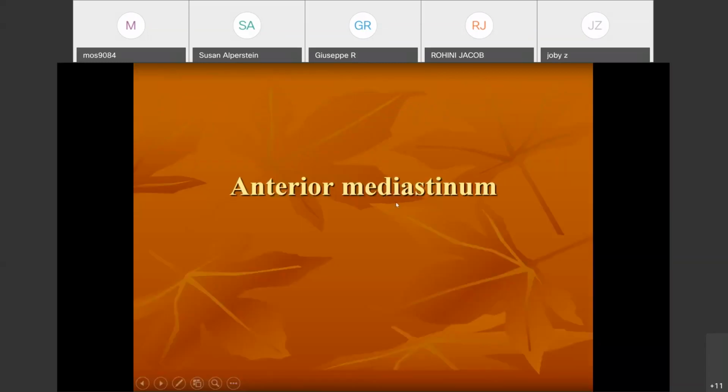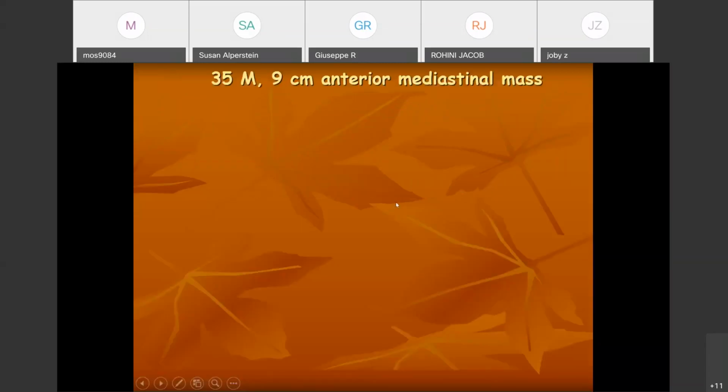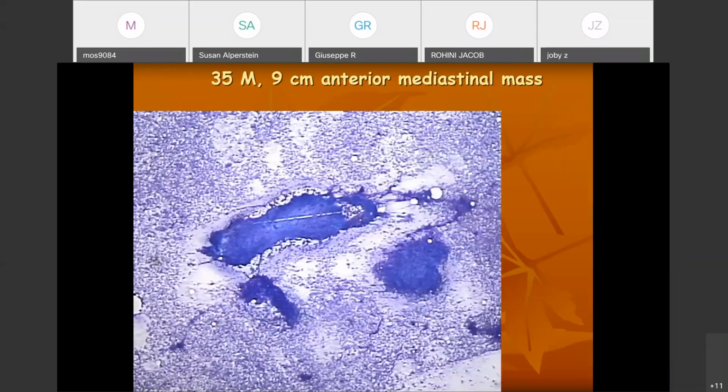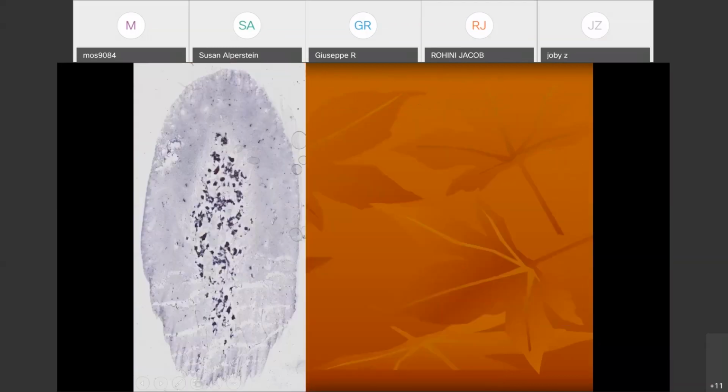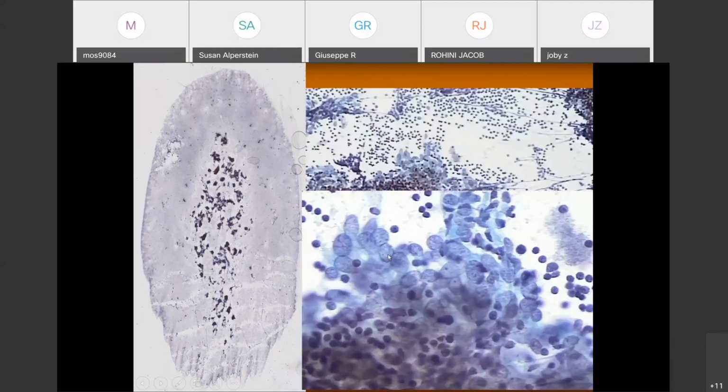So that's all posterior mediastinum. Anterior mediastinum, you could have a lot of lymphocytes and then spindle cells, all this epithelium. A classic for thymoma.